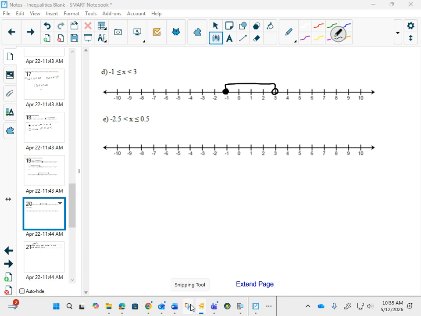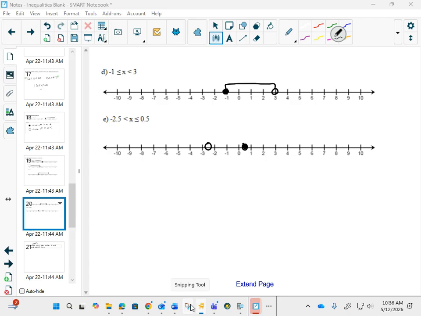Okay, so from -2.5 to 0.5. Did you draw a circle about here, right in between -2 and -3? Yep. And did you draw another circle right here between 0 and 1? Yep. Did you fill in this one? No, I filled in the other one.